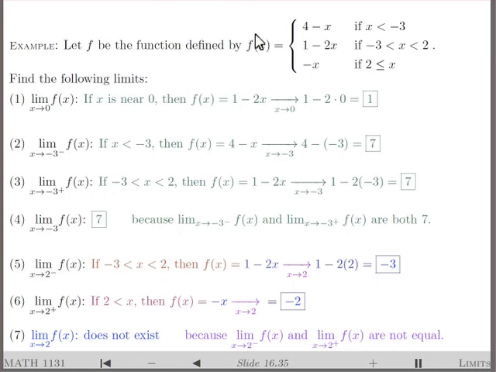This illustrates the basic idea behind finding limits of piecewise defined functions. And we'll stop this session here.